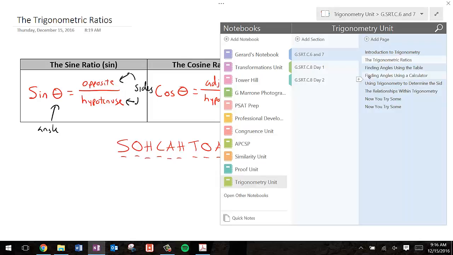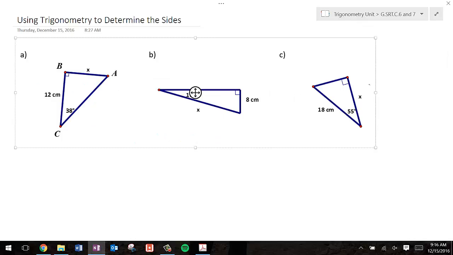Here's an example of that right here. We've got three of them to do. I'm going to do the first one with you, and then I'm going to let you try B and C on your own. And we'll see how we do.